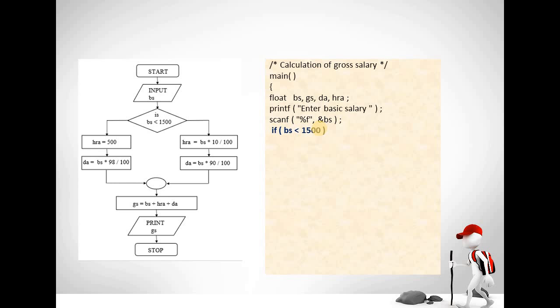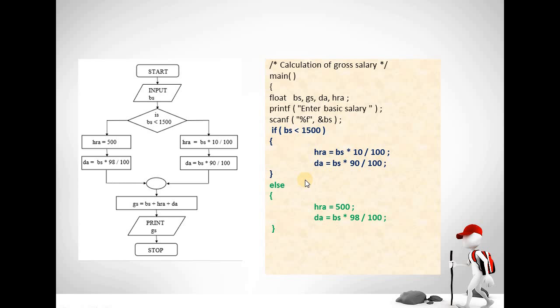After that, there comes the condition. What is the condition? If your base salary is less than 1500, then some calculation will be performed, and that calculation is your HRA and DA. If this condition is true, then this calculation is going to be executed. But if this condition is wrong, then here comes our else part. So HRA and DA will be calculated like this.